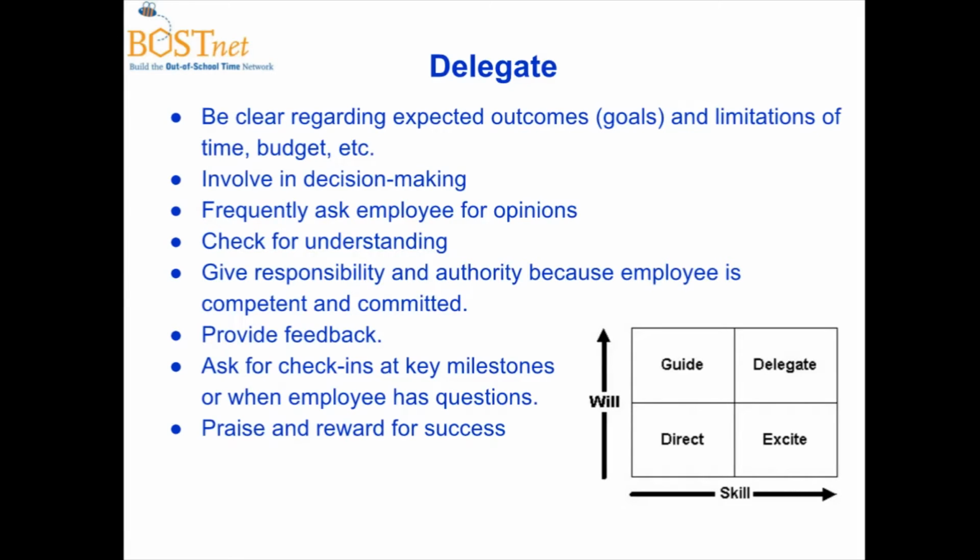So if we have somebody with high will and really high skill, then we're going to move to this delegate section where you're still being clear about expected outcomes, but you're going to involve them a lot in decision making and ask them for their opinions and give them as much responsibility as you can. It's important to still provide feedback. A lot of this feedback might be great, but people can always grow in their position.